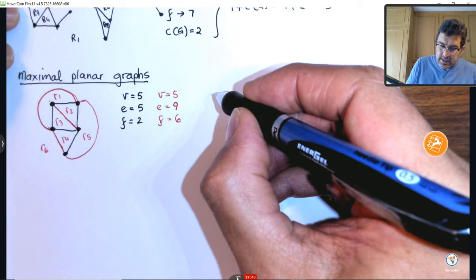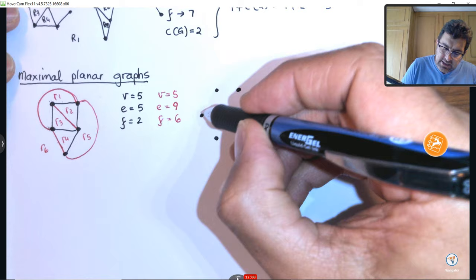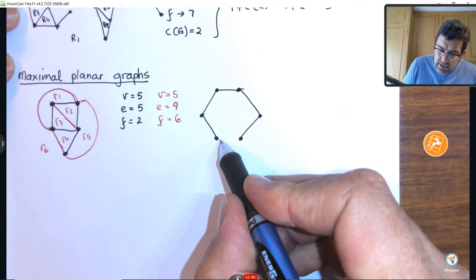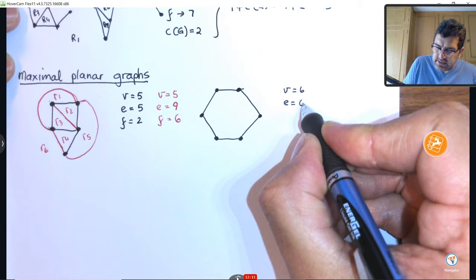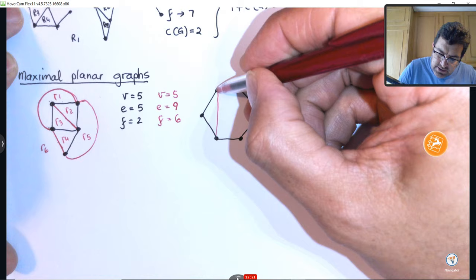Okay, so let's see, I've got quite a bit of time here. So let us look at another graph. An initial graph with, let's say, 6 vertices: 1, 2, 3, 4, 5, 6. The vertex set is 6, the edge set is 6, and let's just say that's all we had. So we had a region made up of 2 specific different regions. Now I start adding edges without doing crossings.